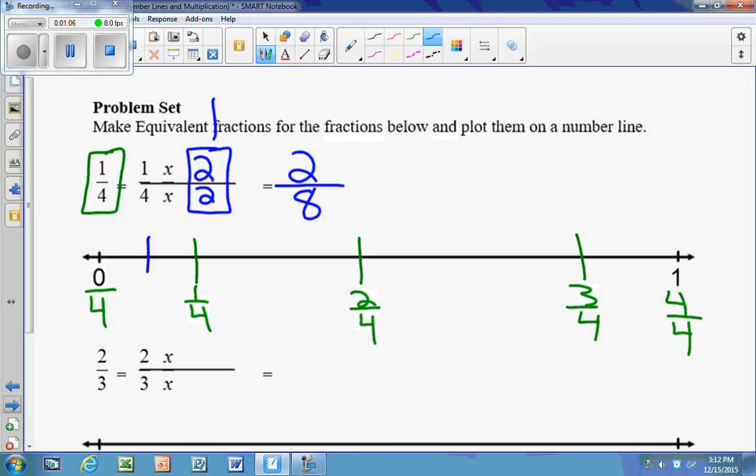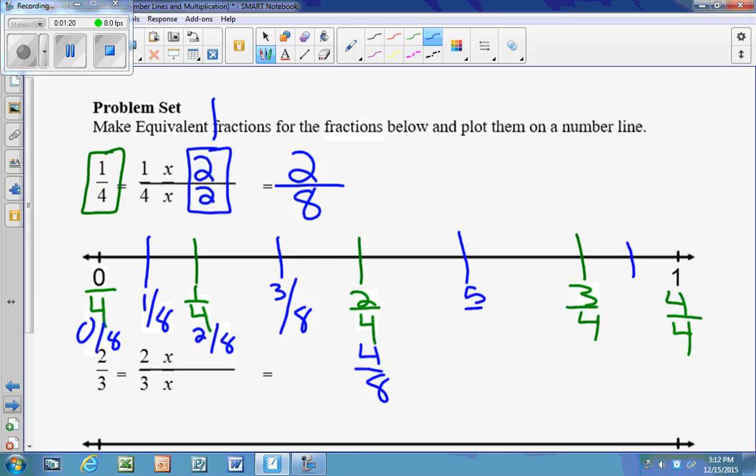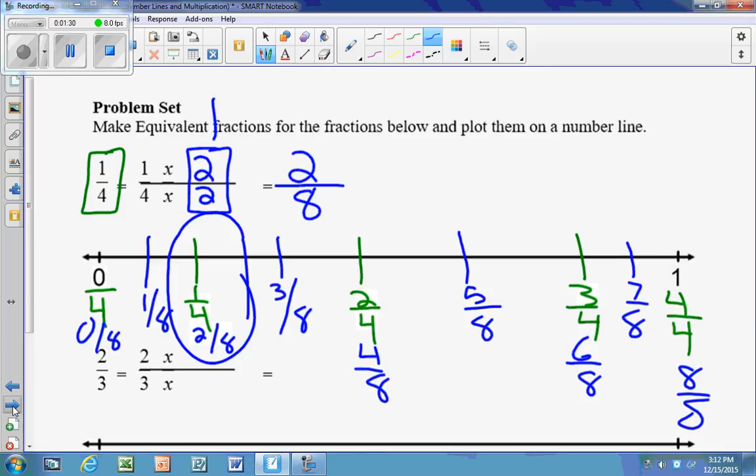So I'm going to split the number line into 8s. And now this is also 0/8, 1/8, 2/8, 3/8, 4/8, 5/8, 6/8, 7/8, and 8/8. And I can see right here that 1/4 and 2/8 are equivalent fractions, and they are equal to each other.